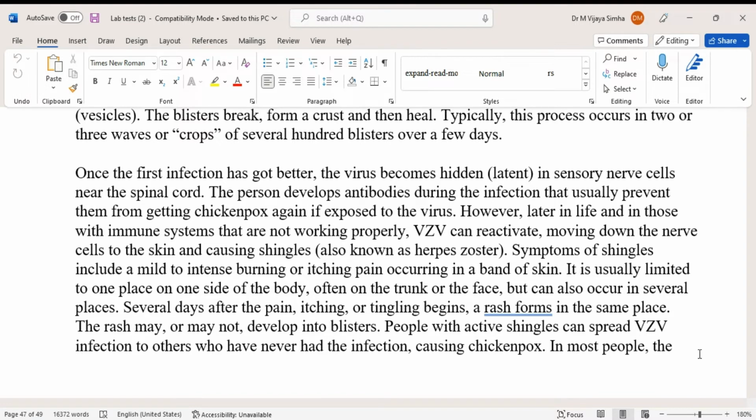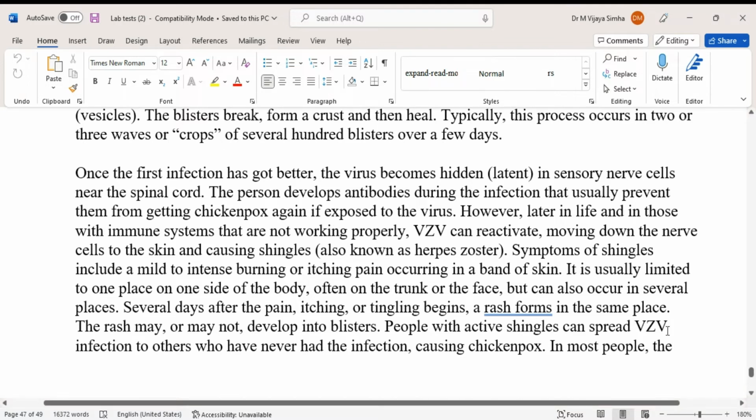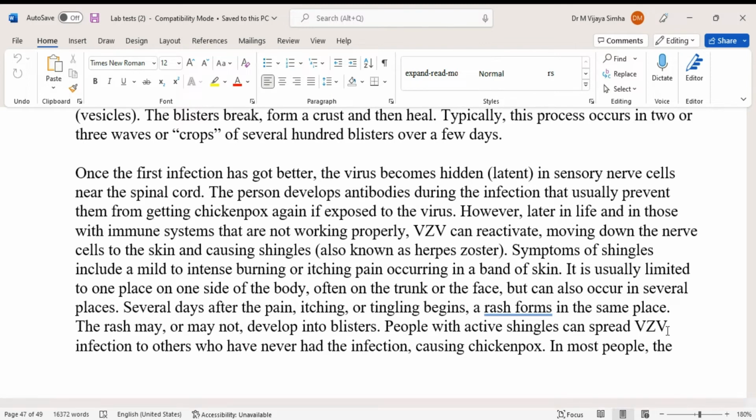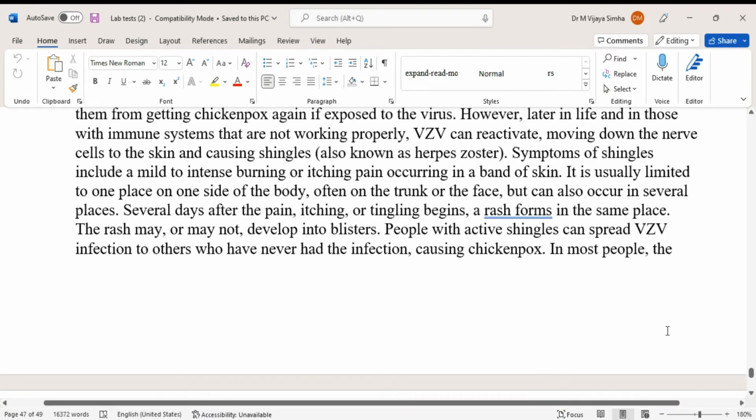Symptoms of shingles include a mild to intense burning or itching pain occurring in a band of skin. It is usually limited to one place on one side of the body, often on the trunk or the face, but can also occur in several places. Several days after the pain, itching, or tingling begins, a rash forms in the same place. The rash may or may not develop into blisters.